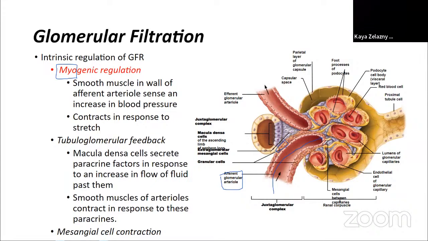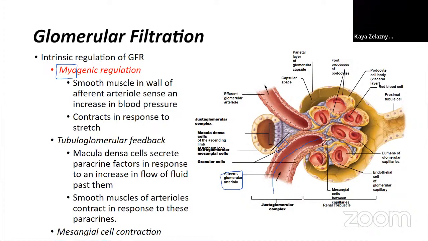So we know that when we have increases in the amount of blood, increases in blood pressure, this stretches the walls of blood vessels. So in myogenic regulation in the kidney here, those granular cells, those smooth muscle cells around the afferent arteriole, they sense that stretch and they snap back. So they contract in response to stretch. And that's all that myogenic regulation is.